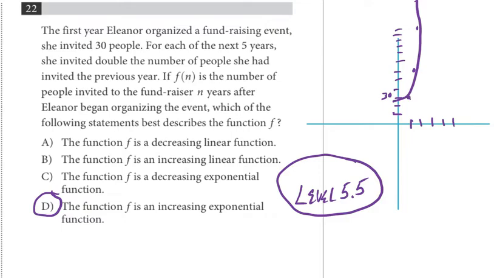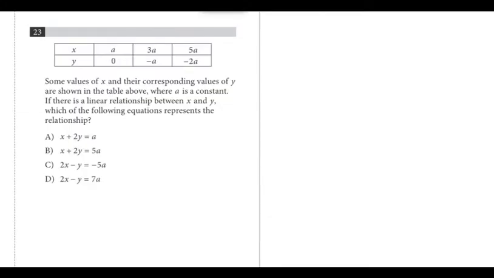Now let's go to number 23. Some values of x and their corresponding values of y are shown in the table above, where a is a constant. If there is a linear relationship between x and y, which of the following equations represents the relationship? Well, this is a table where you could just plug in the values to see which of the equations work, where you have x on top and y on the bottom here.